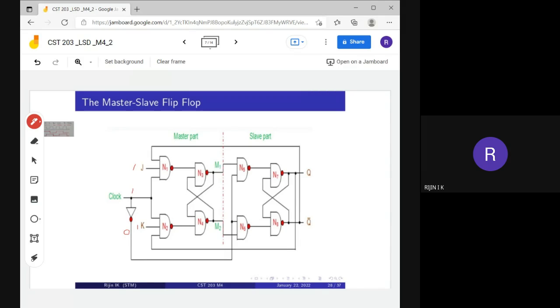That means when we give clock pulse 0, this slab part will be inactive. It won't work. That situation we will call the memory state. We have studied what the memory state is while discussing the SR flip flop. In that memory state, it will retain the previous state, keeping the previous state as it is.